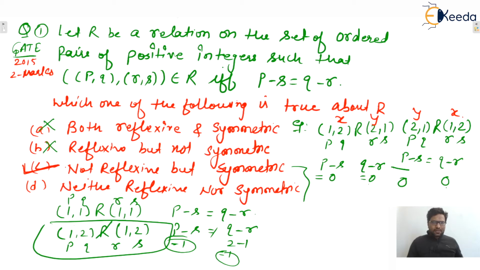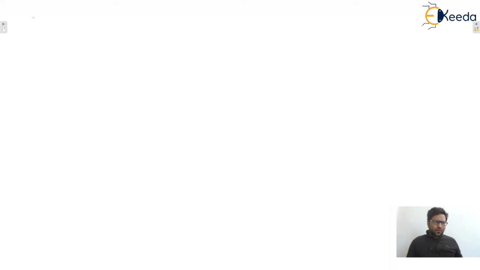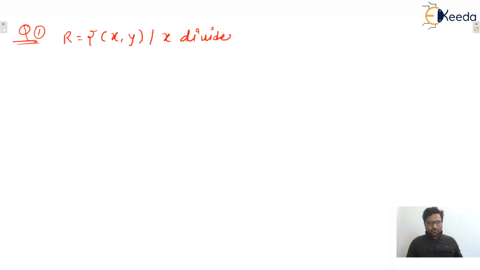Okay. So let us consider one more example. Let's say this is not on ordered pairs. This relation is only on the elements. So we'll see some questions. Let's say one relation is given to you. This relation is on elements only. X comma Y, X is related to Y only when X divides Y.